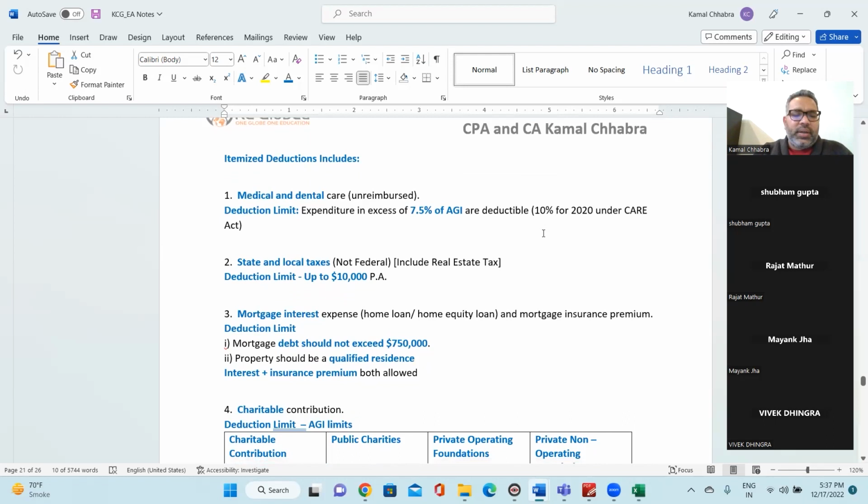Now, let's understand what is itemized deduction. What all is included in the itemized deduction? First one is medical or dental care expenses which are not reimbursed by the insurance company or by the employer. That means the expenses which you incurred from your own pocket, right? The deduction is limited to the expenditure in excess of 7.5% of the AGI.